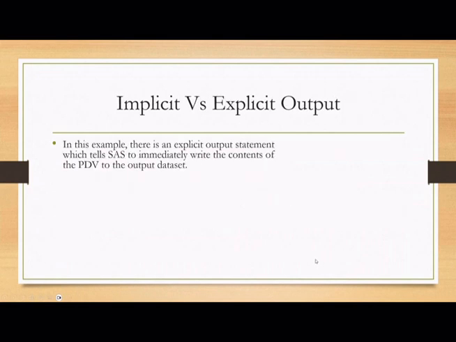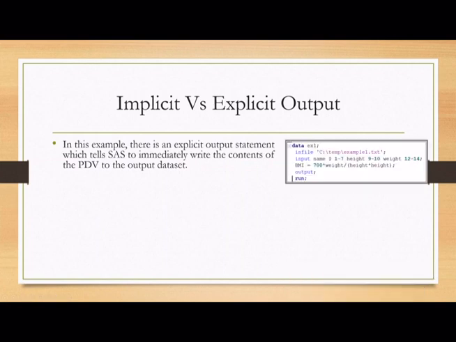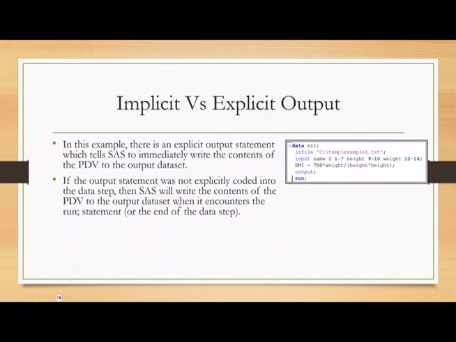Okay, so in the example that we saw, there is an explicit output statement. This output statement right there tells SAS to immediately write the contents of the PDV to the output data set. If there was no explicit output, let's say this was not there, then SAS will write the contents of the PDV to the output data set when it encounters the run statement.